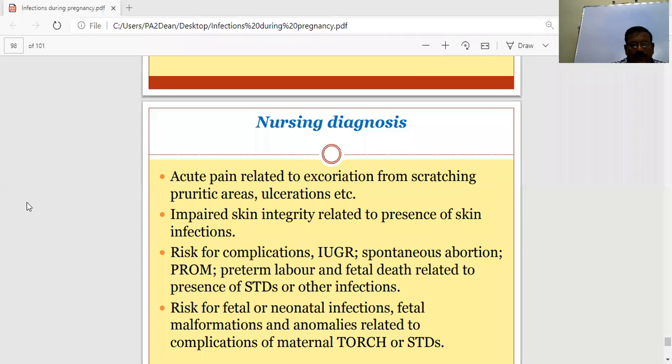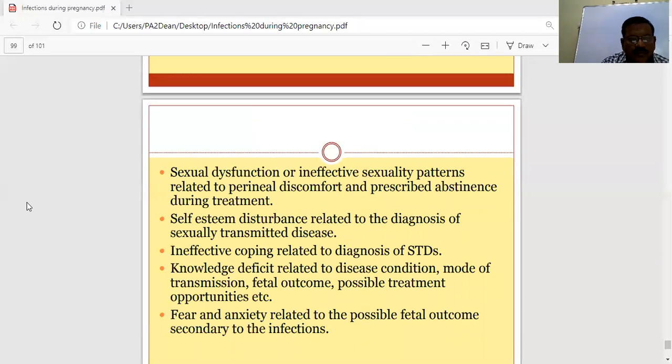Risk for complications such as intrauterine growth retardation, spontaneous abortion, premature rupture of membranes, preterm labor, and fetal death related to presence of sexually transmitted disease or other infections. Risk for fetal or neonatal infection, fetal malformations, and anomalies related to complications of maternal TORCH or sexually transmitted disease.